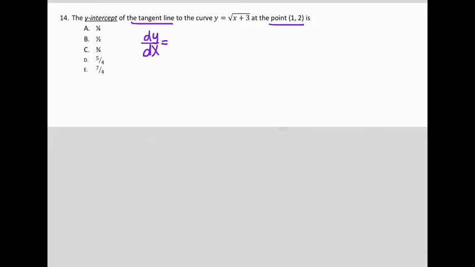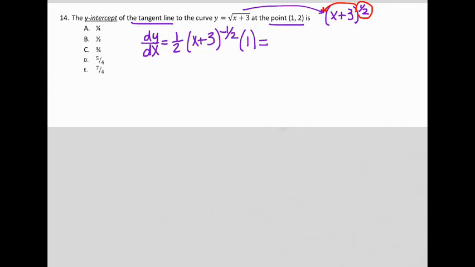So how am I going to take the derivative of y equals square root of x plus 3? Well, what we need to remember is that square root is the 1/2 exponent. So this is a power rule. We're going to take this 1/2 exponent, multiply it down to the front, leave the x plus 3 inside the parentheses, and subtract 1 from the exponent. Then we have to zoom in and multiply by the derivative of the inside, and the derivative of x plus 3 is just 1.